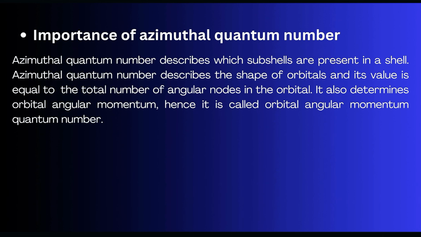So what are nodes? I told you about the orbitals, right? That is the electron dense region around the nucleus, and the nodes are opposite to the orbitals, meaning where the density of electron is 0. In my next video, I will tell you more in detail about the orbitals and nodes. And this azimuthal quantum number also determines the orbital angular momentum. Hence it is called the orbital angular momentum quantum number.